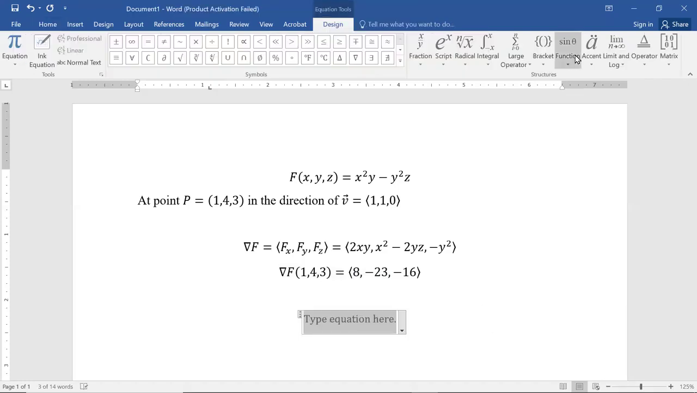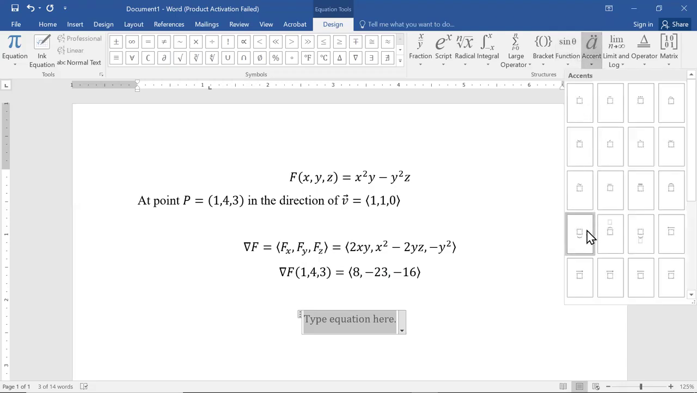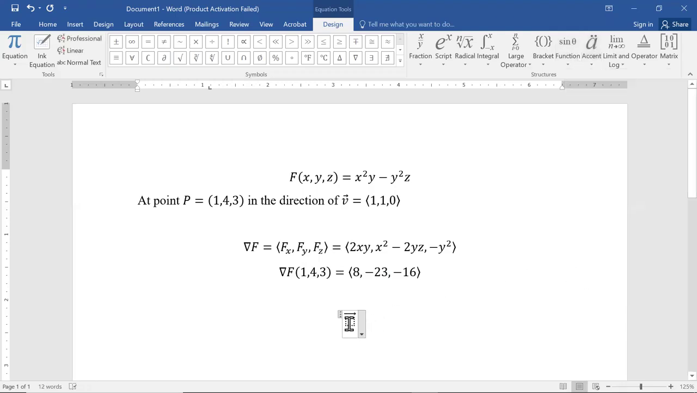Now, the unit vector in the direction of v is going to be 1 over the magnitude of v. The magnitude of v is the square root of 1 squared plus 1 squared plus 0 squared. That's the square root of 2. Multiplied times the vector 1, 1, 0.